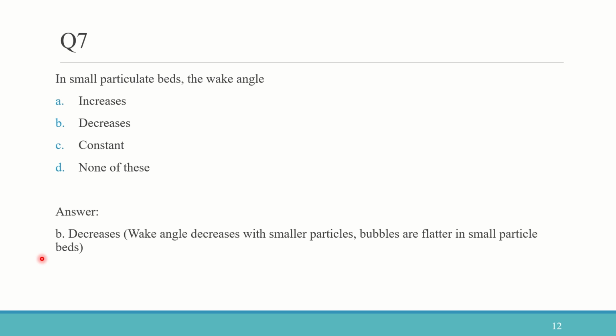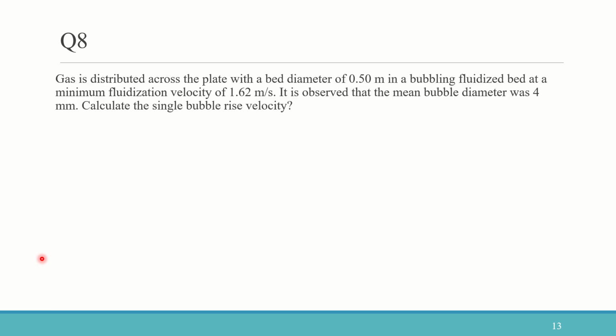And let us go to question 8. In question 8, it is given that gas is distributed across the plate with a bed diameter of 0.5 meter in a bubbling fluidized bed at a minimum fluidization velocity of 1.62 meter per second. It is observed that the mean bed bubble diameter was 4 mm.